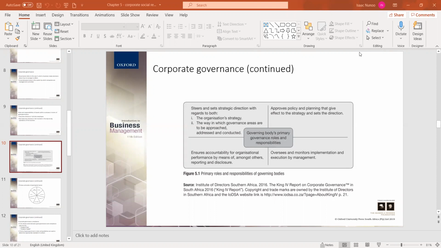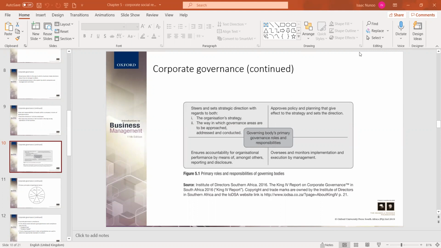So what it's saying is that this corporate board is responsible for policies that give direction as to how they should run their businesses. They also ensure accountability for the organization's performance by means of, amongst others, reporting and disclosure. In terms of accountability, that is what the board is about. Did the company perform well? How is the company faring?